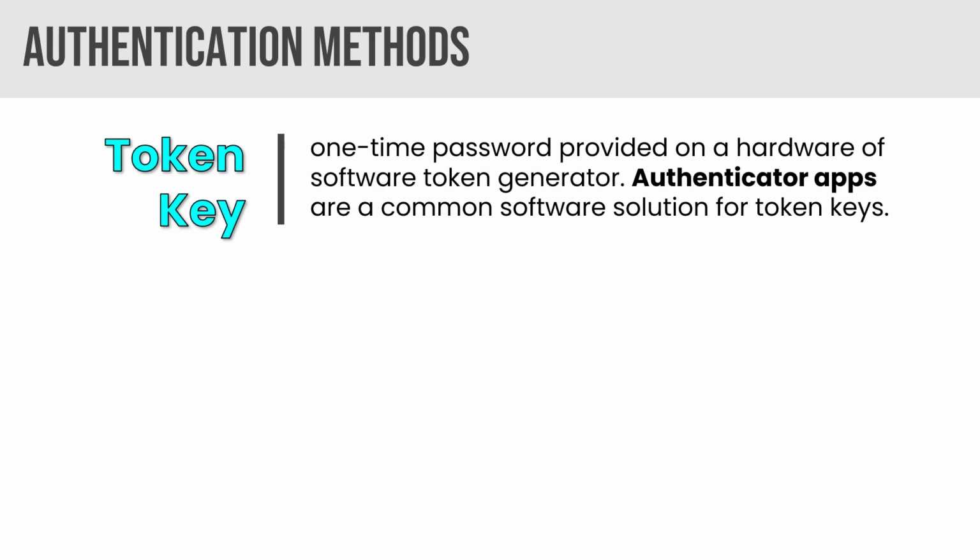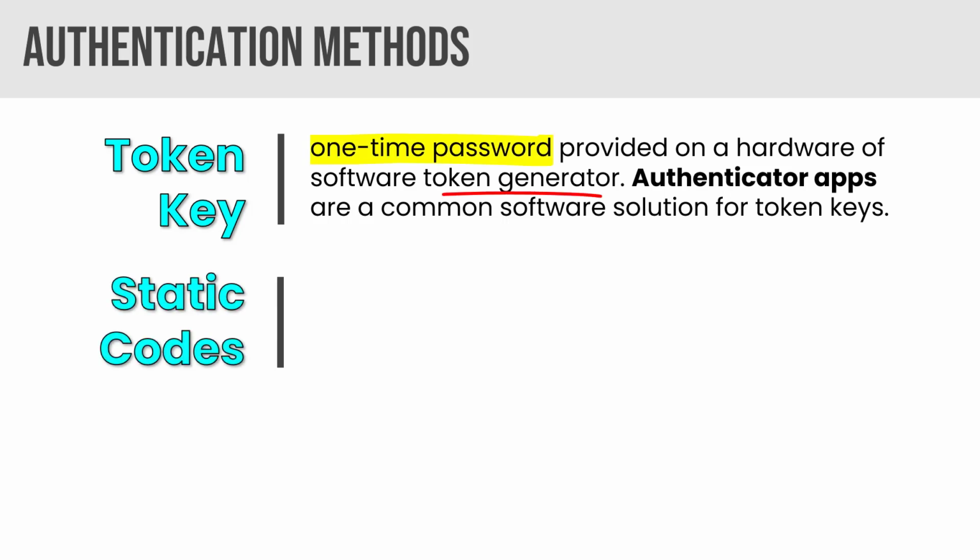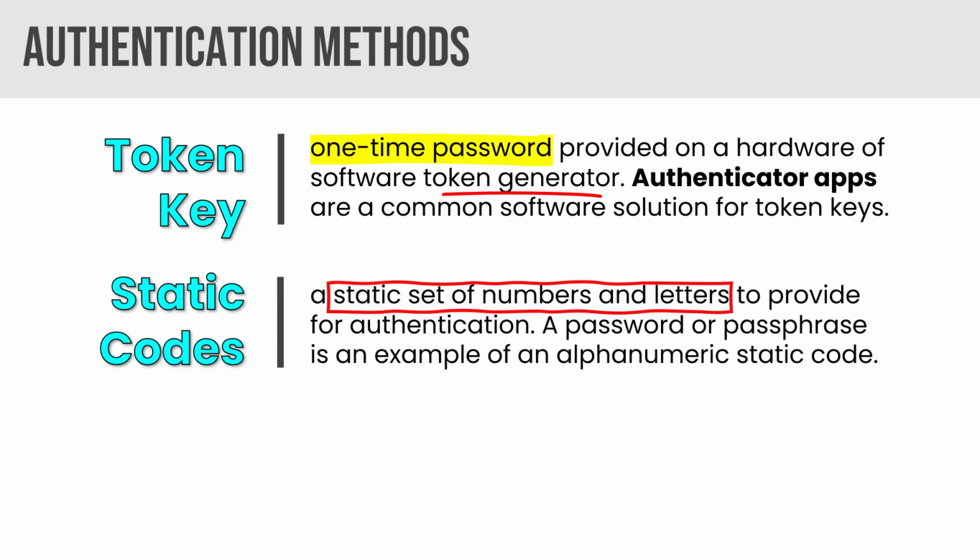So token key. This is a one-time password provided on hardware or software token generators. So authenticator apps are common software solutions for token keys. Then we have static codes, so a static set of numbers and letters to provide for authentication. A password or passphrase is an example of an alphanumeric static code.